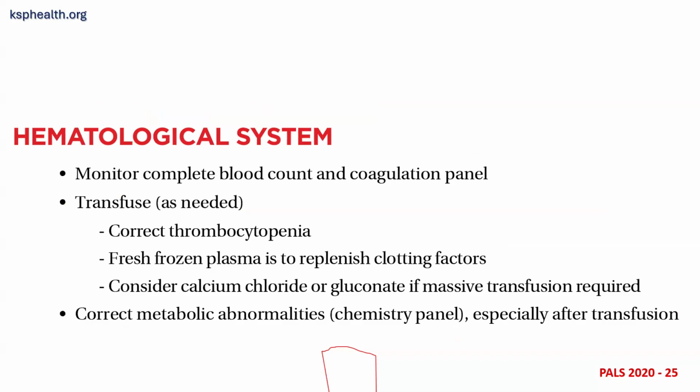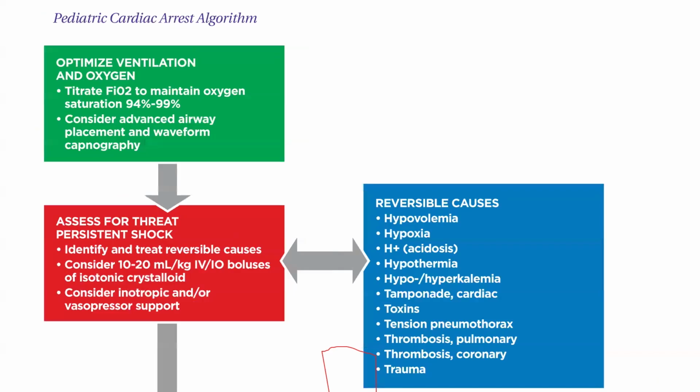Hematologically, blood count and coagulation panel, most of the time we need in all shock patients. Transfuse as needed to correct thrombocytopenia, FFP, and other clotting factors, and consider calcium chloride or gluconate if massive transfusion is required, and correct metabolic abnormalities.